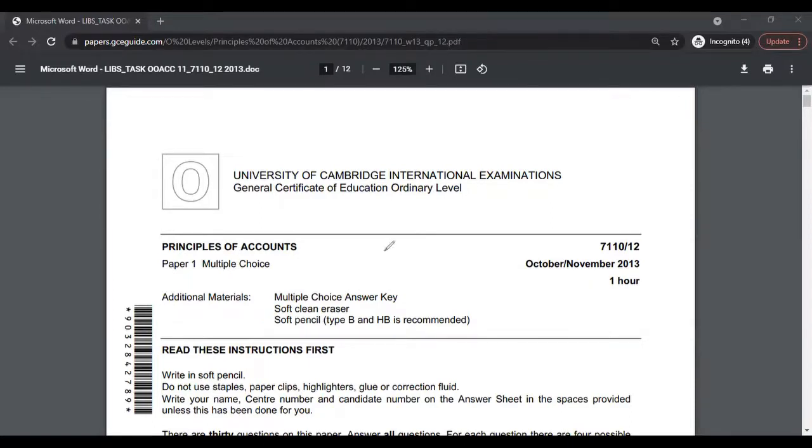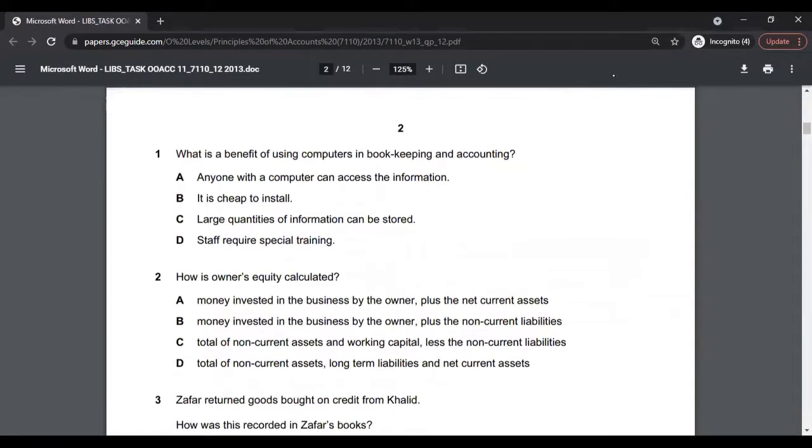In this video, we are going to be solving the Principle of Accounts paper from October-November 2003, and this is paper 1, variant 2. So let's start by looking at the questions. Let's begin. Multiple choice 1.